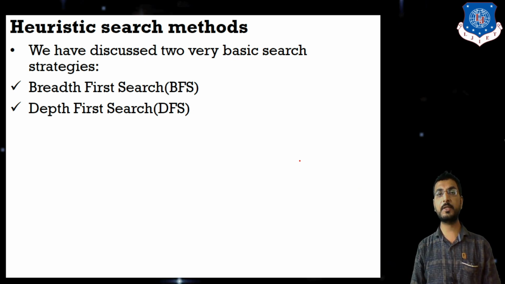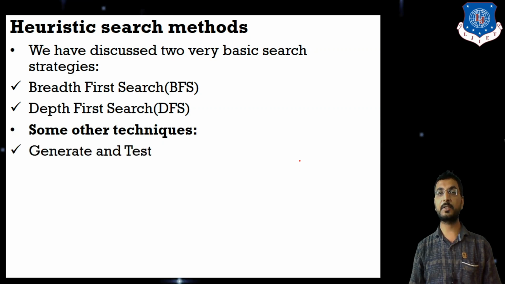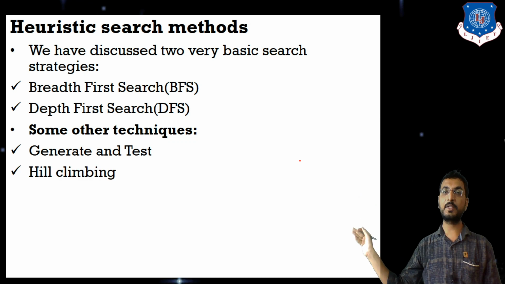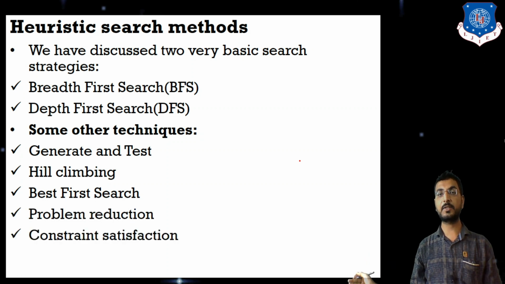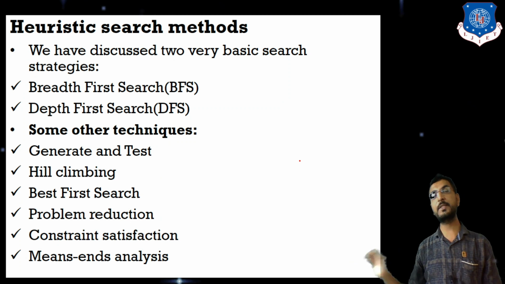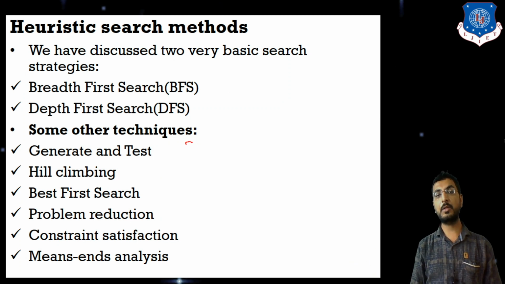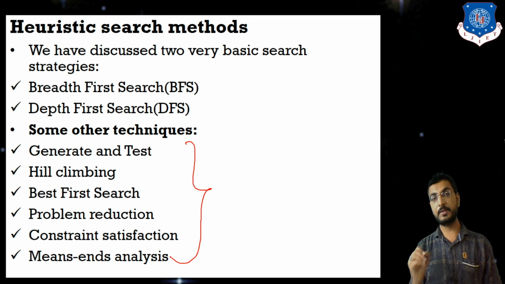Now some more heuristic search methods we are going to study. See, some other heuristic search techniques. The first is generate and test, second one is hill climbing, third one is best first search, fourth one is problem reduction, next is constraint satisfaction, and last one is means ends analysis. All these heuristic search methods we are going to complete in this chapter. This session is purely devoted to this generate and test technique only. Rest of the techniques we will study in upcoming lectures.